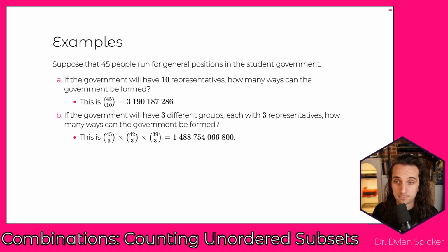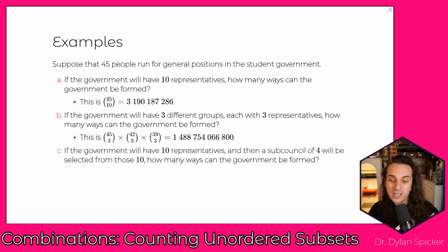Now, if the government's going to have 10 representatives, and then a subcouncil of size 4 will be selected from those 10, how many ways can the government actually be formed? How can we do this? Well, first we want to pick out which 10 people are going to form our government, and that's 45 choose 10.